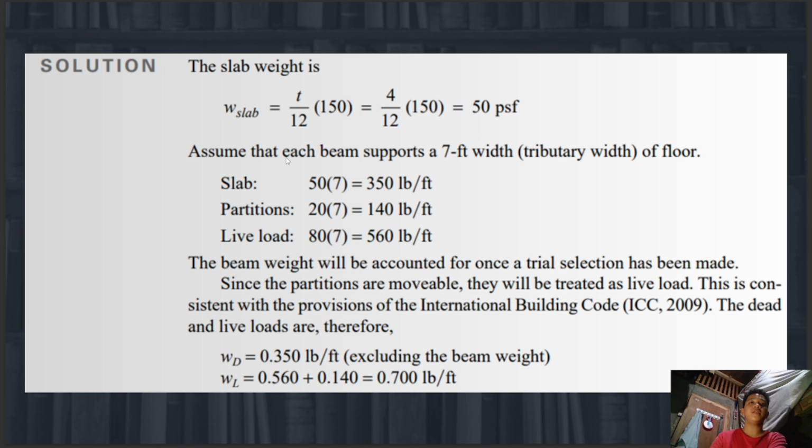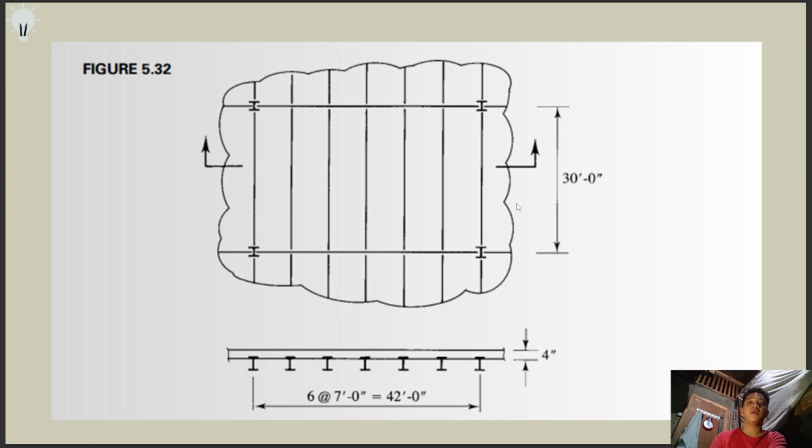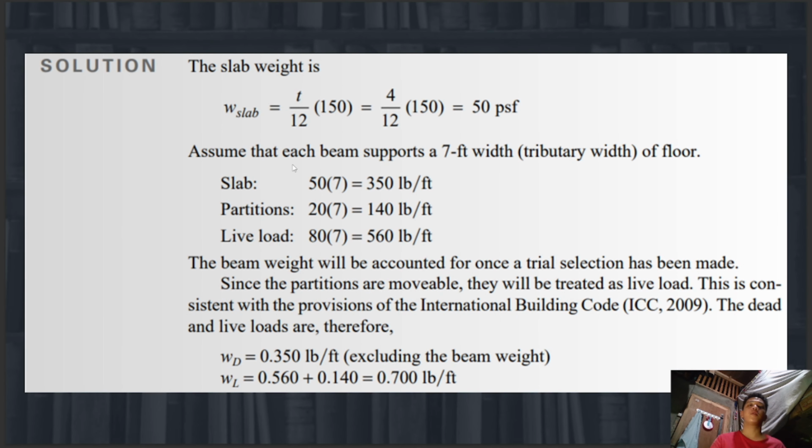Next, assume that each beam supports a 7 feet width of tributary area on the floor. So we assume 7 feet. The slab is 350 pounds per foot, and the partitions are 140 pounds per foot. The live load is 560 pounds per foot.